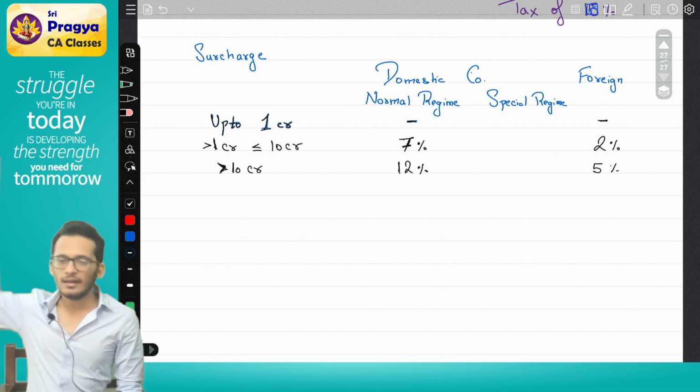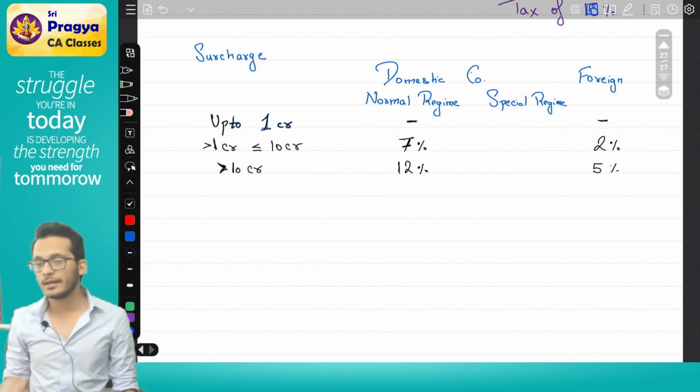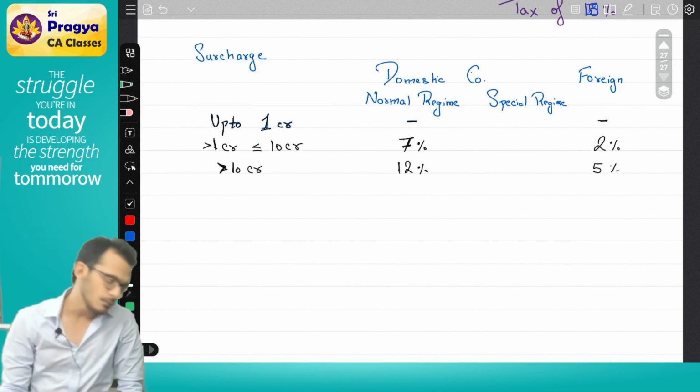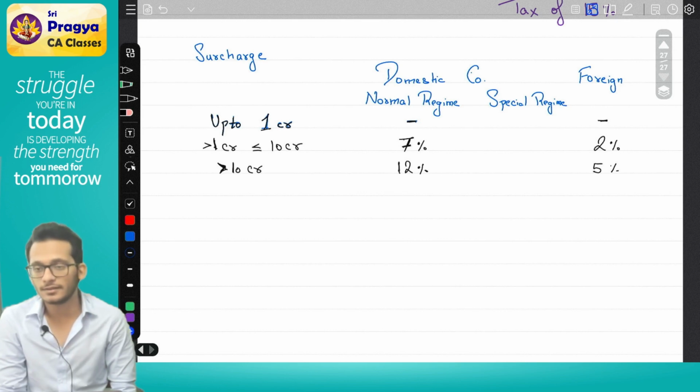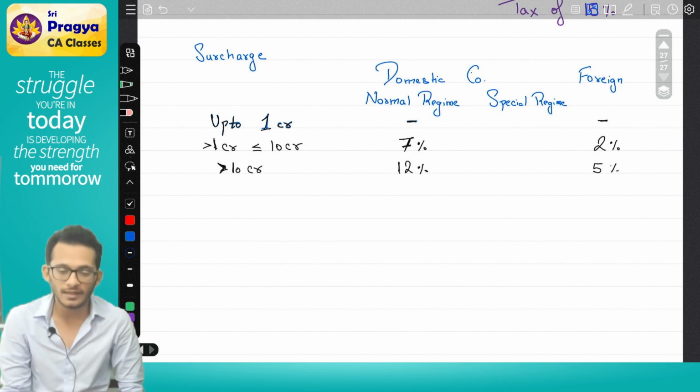Technically, think about it. Let's try. Assuming you are a domestic company, what is your maximum tax rate? 30. What is your maximum surcharge? 12. What is your maximum cess?